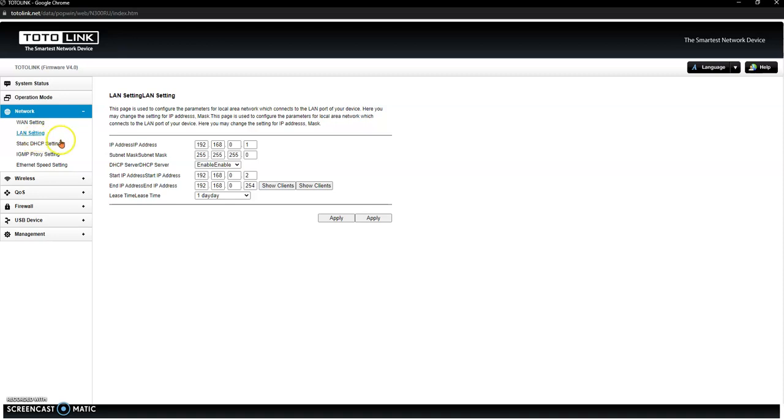What you want to be looking for is your IP address, right. The IP address assigned to this particular device, so the IP address for this router. In this case, this is the default IP address for a Totolink, right. So it's on a 0 range, as you can see here.